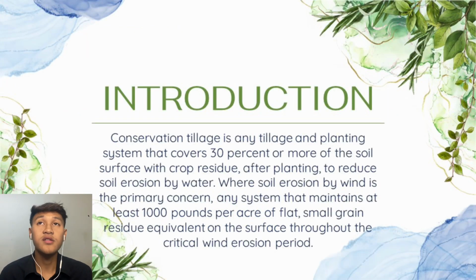So what is exactly conservation tillage? Conservation tillage is any tillage and planting system that covers 30% or more of the soil surface with crop residue after planting to reduce soil erosion by water. Where soil erosion by wind is the primary concern, any system that maintains at least 1,000 pounds per acre of flat small grain residue on the surface throughout the critical wind erosion period. So for the explanation, we move to the next slide.